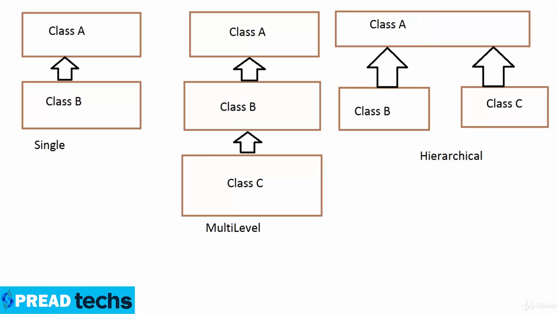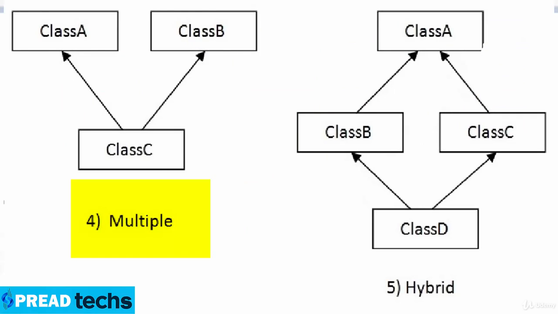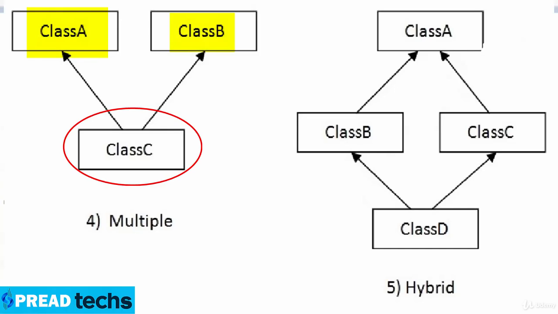Multiple inheritance refers to the concept of one class extending more than one class, which means that a child class has two parent classes, class A and class B. For example, class C extends both classes A and B, but Java does not support multiple inheritance.